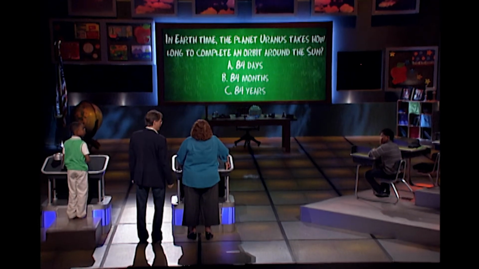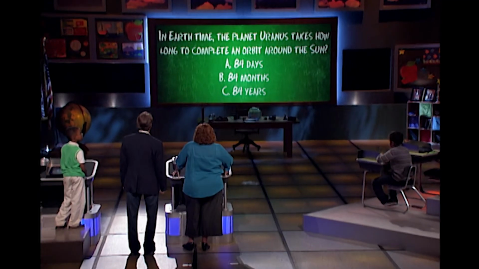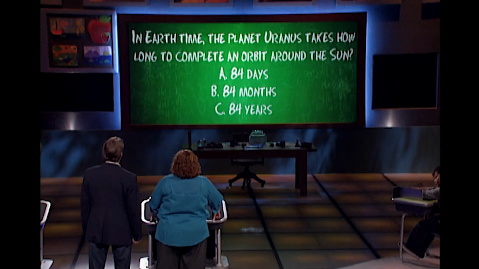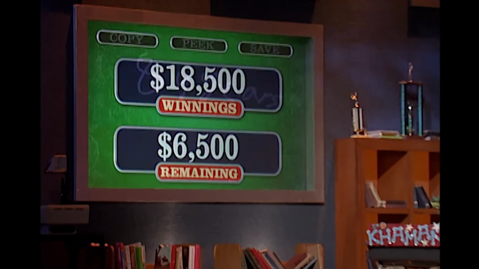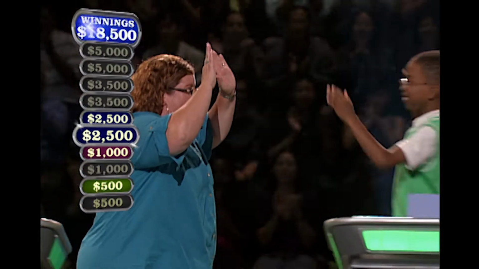All right, if Kamani hadn't been here, what would you have said? I would have said 84 months. 84 months is absolutely wrong. Good. Then what would you have said? I'm thinking 84 days then. Oh my God, 84 days is absolutely wrong. Well, good thing I didn't answer it. Yes, indeed it is. So obviously, by process of elimination, it is C, 84 years. Unless Kamani said 84 years, you just gave it all back. Take a look at the board. Kamani said 84 years.